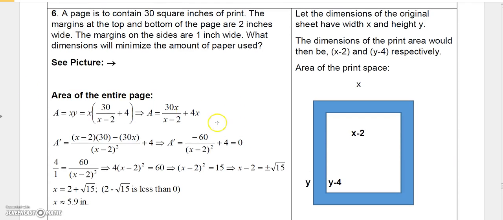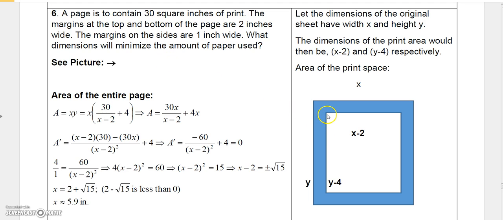Basically what you want to do here is you've got a sheet of paper, and you've got a print area on that sheet of paper. The margins at the top and bottom of the page are 2 inches, so you'd have a 2-inch margin here and a 2-inch margin here, and the sides would be 1 inch, so you'd have 1 inch here and here. Okay, and you want to know what dimensions will minimize the amount of paper. So I'm just going to summarize here.